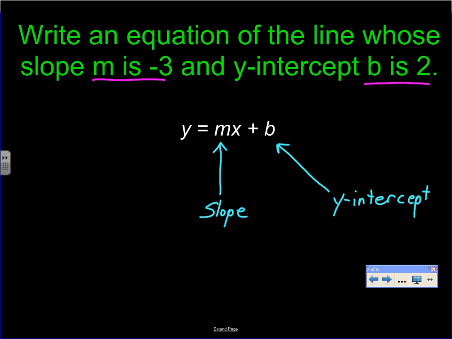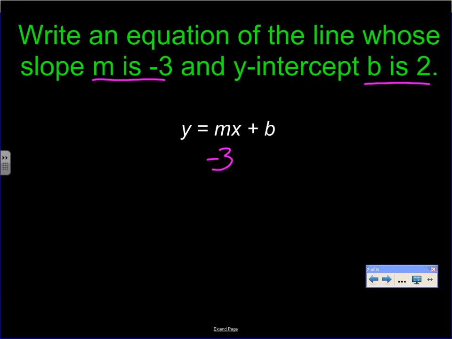So therefore, all we need to do is just plug those values in, substitute those values in for m and b. So for m, we're going to plug in the value of -3, and for b, we plug in the value of +2. And we go ahead and fill out the rest of the equation. Y is equal to -3x plus 2. And we have a linear equation in slope-intercept form that has a slope of -3 and a y-intercept of +2.